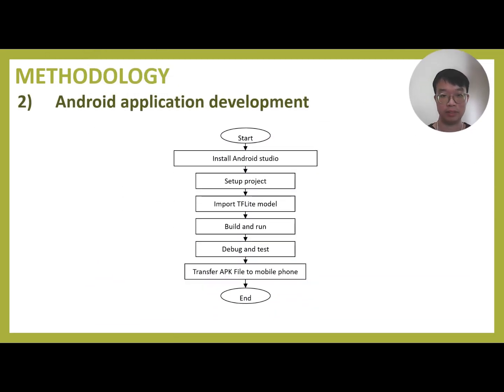After developing the model, next will be the Android application development. It starts with installing Android Studio and setting up the project. Followed by importing the TFLite model from the previous flowchart, and the model will be built and run. The application will be debugged and tested. Finally, if there is no bug left, the app will be transferred to the mobile phone through an APK file.